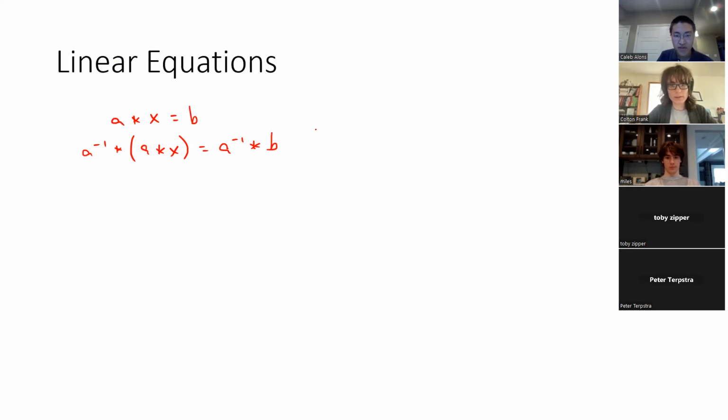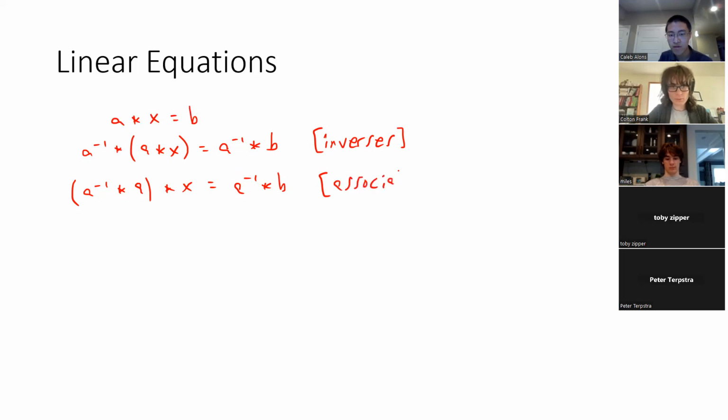Now by the associative property, we can move the parentheses over, so it's around the A inverse and the A first. We don't really need to change anything over here. And then the inverse again will become the identity, since interacting an element with its inverse goes to the identity. So we have E star x, and we still have A inverse star B over here. Simplifying, the identity with any element just gives back the element. So I have x is A inverse star B.